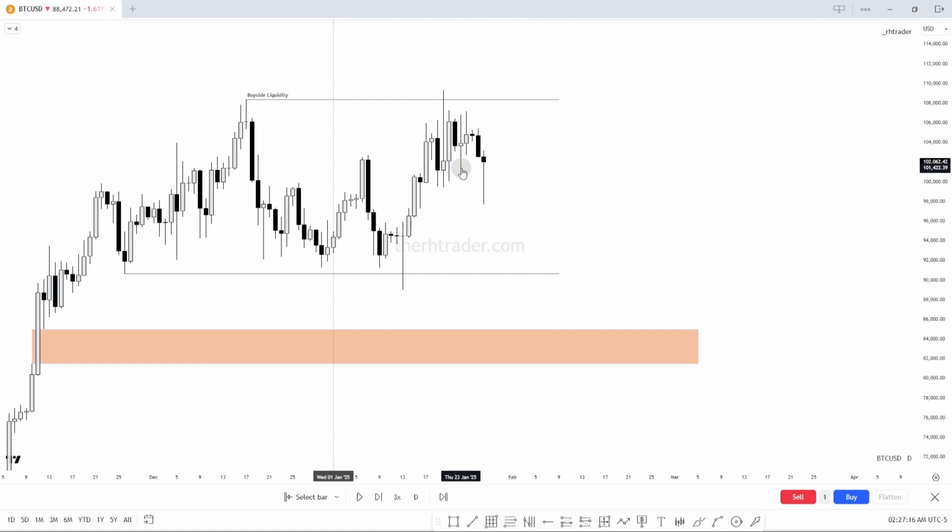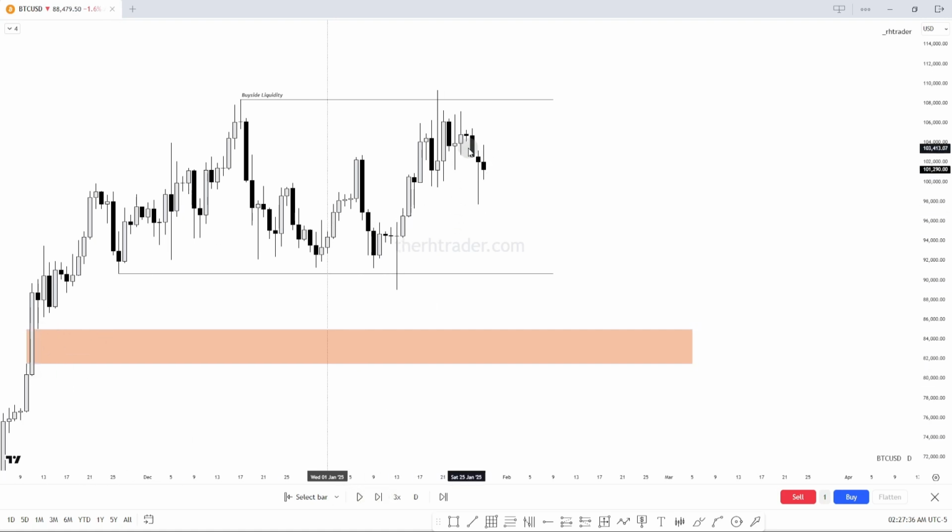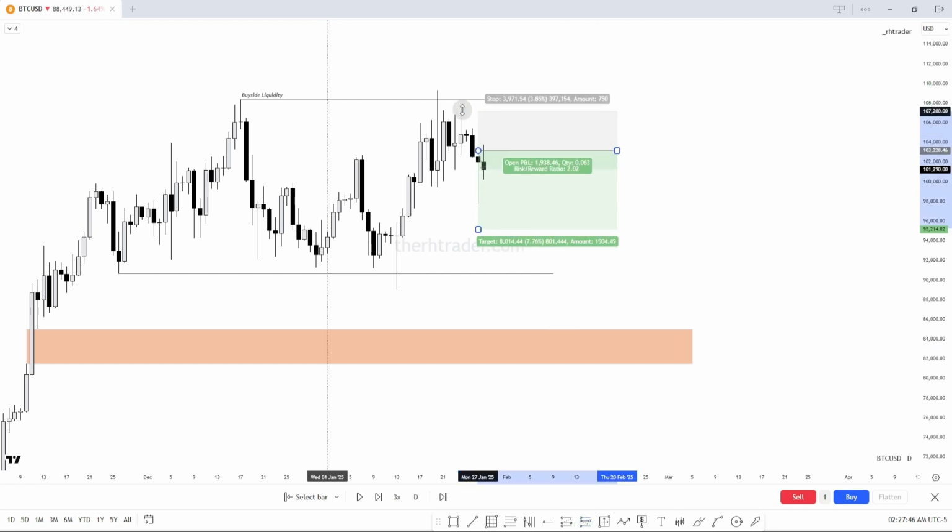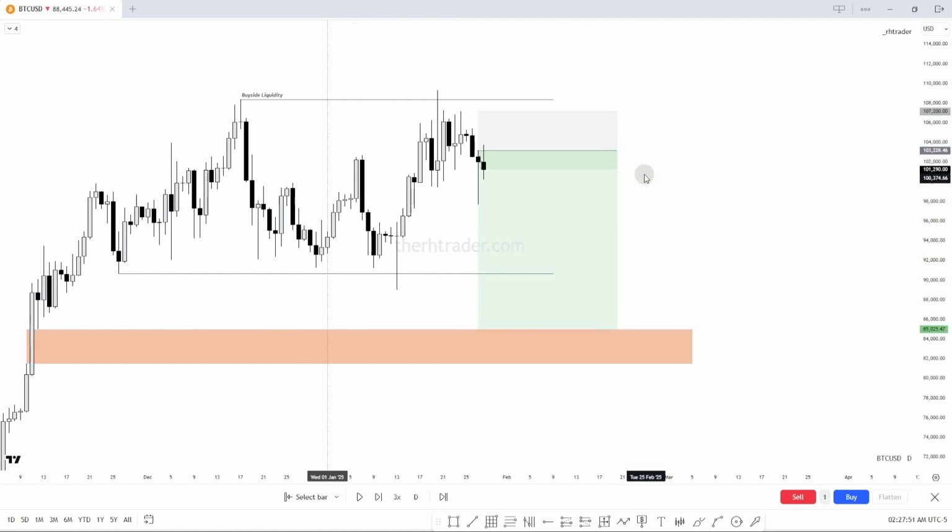And here we did. We broke down below this low and this one right here. What you could do is wait for a close below this low to have a bit more confidence in your trade. But for me, a wick is enough to tell me that we're going to move to this level. And here we can see that price moved up into this daily fair value gap right here. So you could position yourself short and your invalidation right there, targeting the $85,000 level.